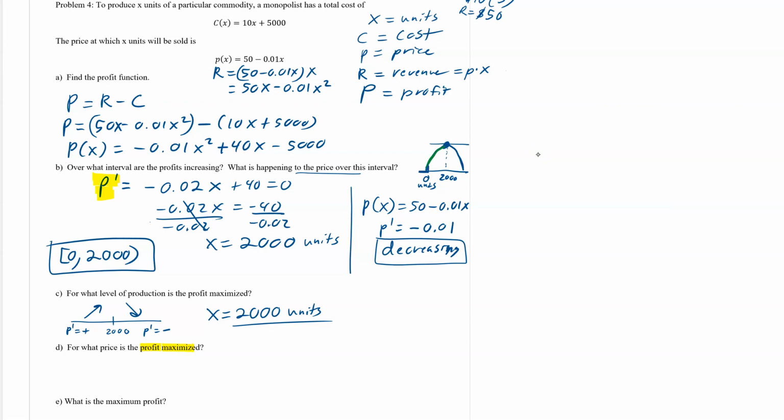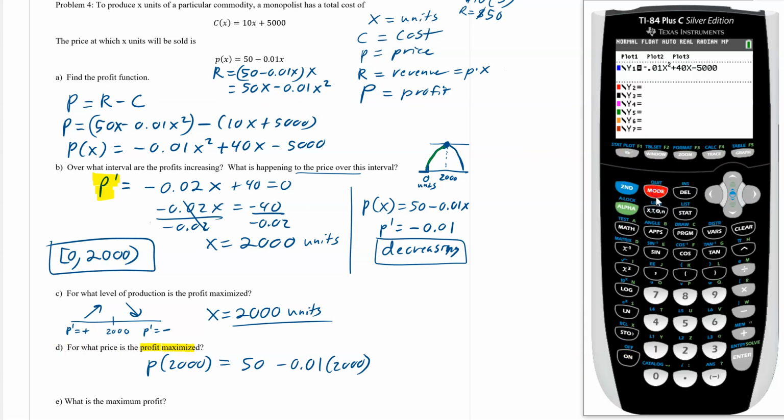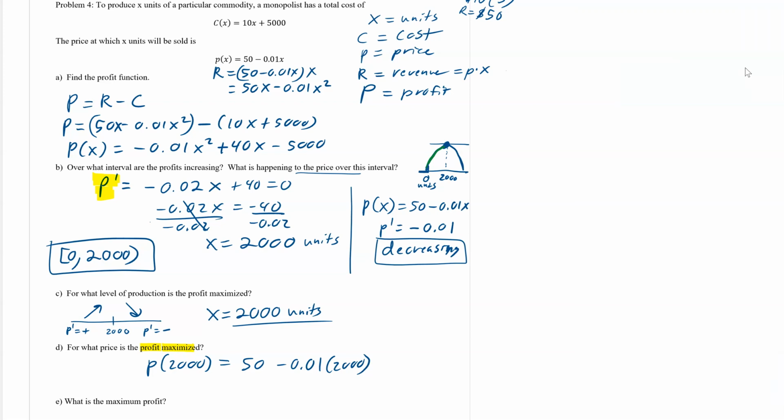So if you take 2,000 units and you plug it back into the price function, all it's going to do is tell you what the price was. So when they're asking for what price, all you have to do is take the equation for price and plug it in. So 50 minus 0.01 times 2,000 units. That means they had to charge $30. So what price will maximize profit? $30.